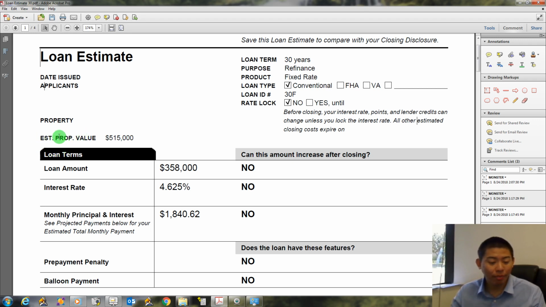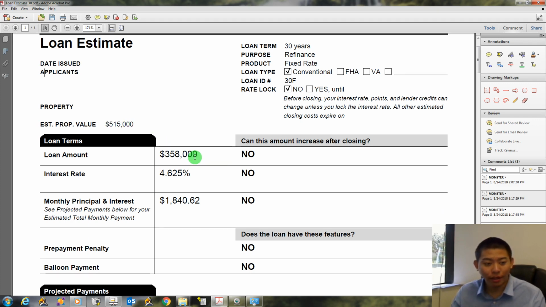And then the estimated property value is the value of the home. They usually give you an estimate. So what you can always do is ask us to give you a comparative market analysis. You can either ask your real estate agent or your loan officer, and it's at no cost at all. So if you have any questions regarding the value of your property or want to find out how much it's worth, give us a call or email us.